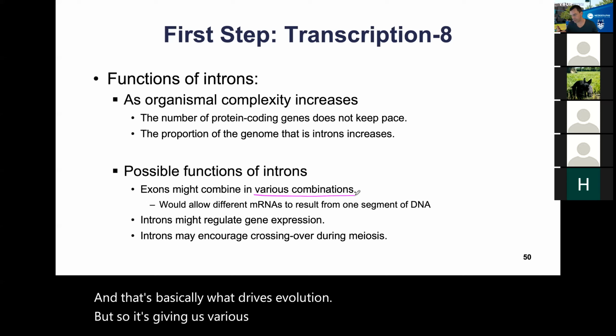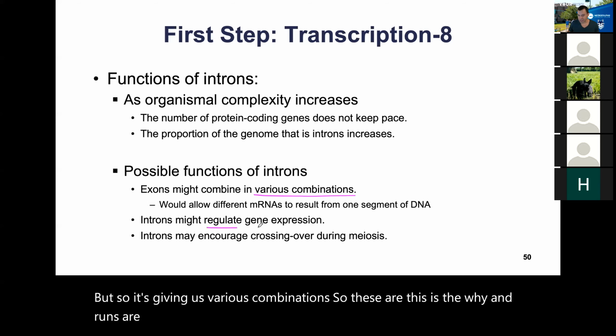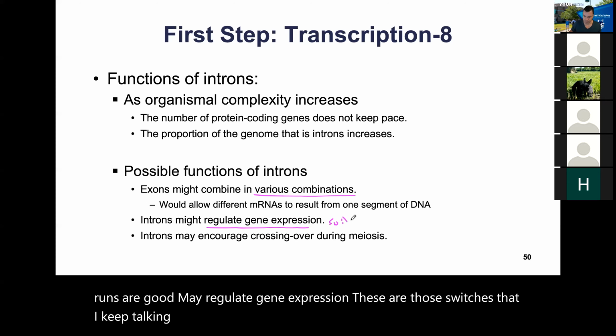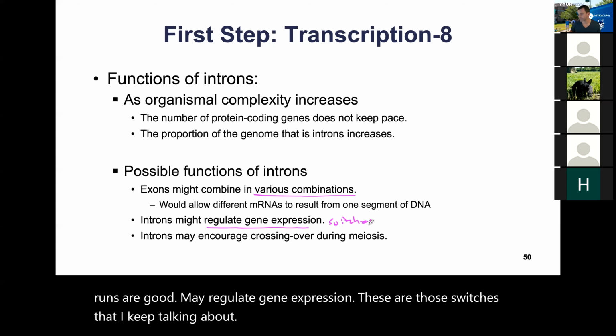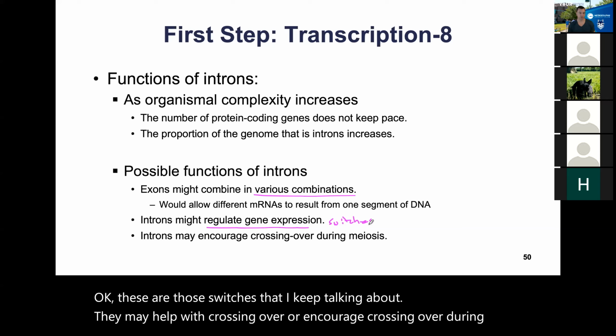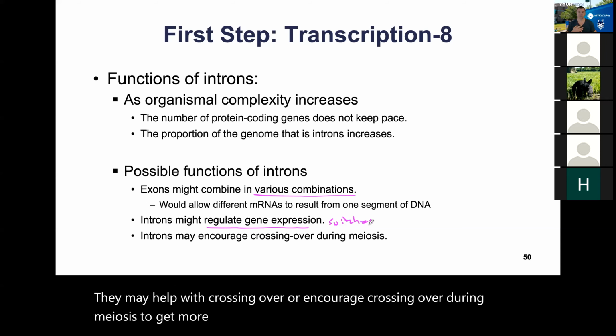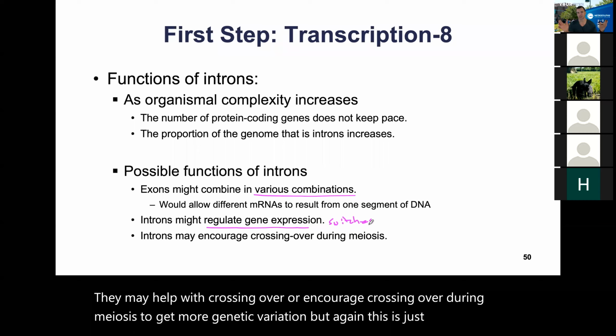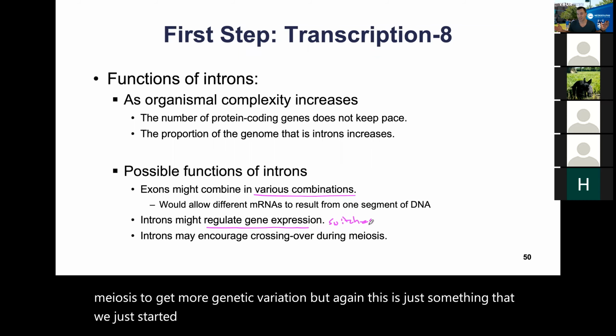So this is why introns are good. They may regulate gene expression. These are those switches that I keep talking about. They may help with crossing over or encourage crossing over during meiosis to get more genetic variation. But again, this is something that we've just started looking at over the last maybe 10, 15 years.